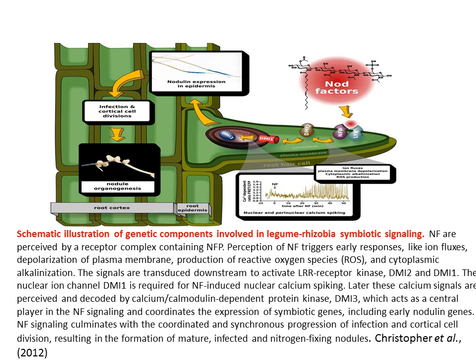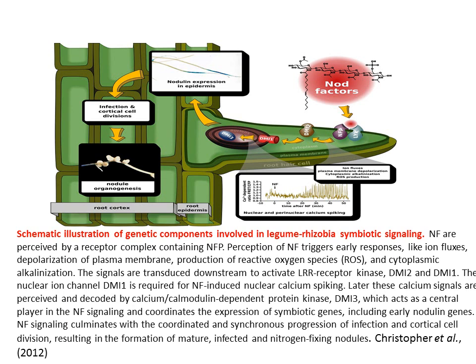Later, the signals are transduced downstream to activate LRR receptor kinase. LRR is nothing but leucine rich repeats. These receptor kinases, DMI2 and DMI1, are involved in the formation of ion channels, which is required for calcium spiking, that is the influx of calcium and calcium spiking around the perinuclear surface.